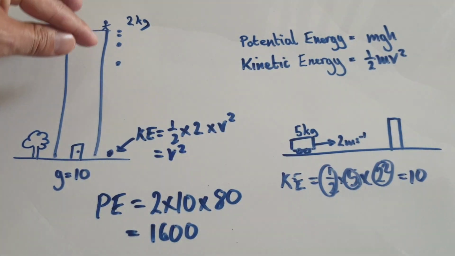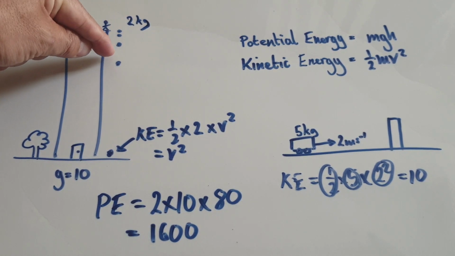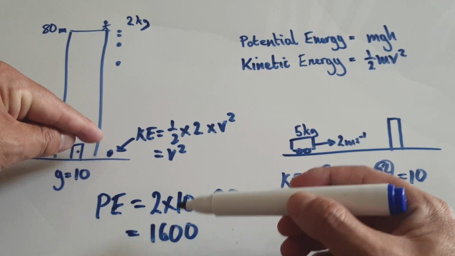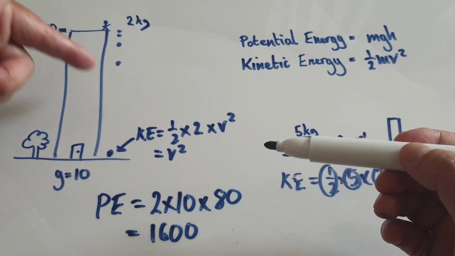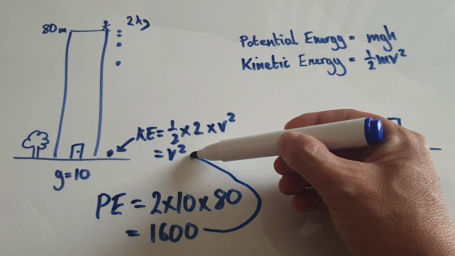So what that means is the potential energy is this number here. By the time it hits the ground, the potential energy would be 0. There is no stored energy anymore because it hits the ground. Everything has been converted into kinetic energy.